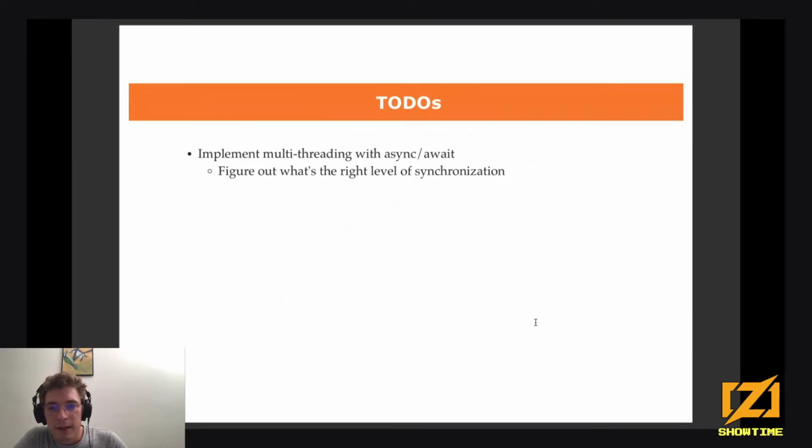So as I said, there are some to-dos. I'd like to improve my code by adding multi-threading, using async await. I'm not exactly sure what would be the right level of synchronization between my different async await procedures.